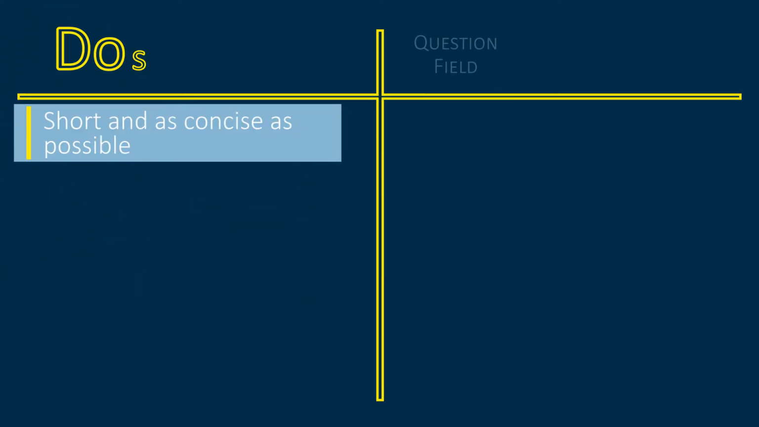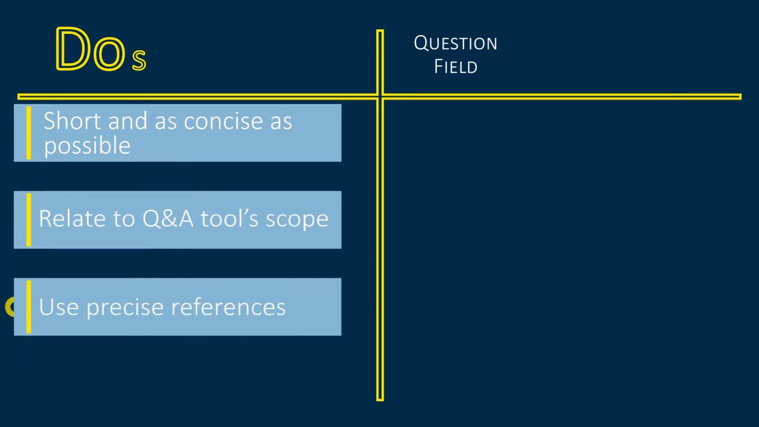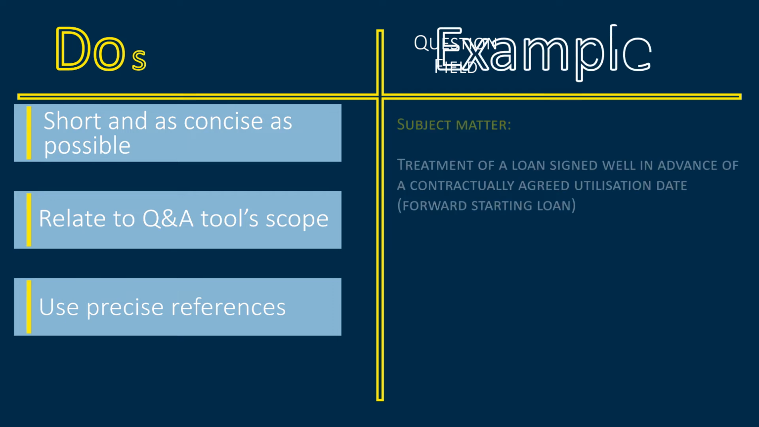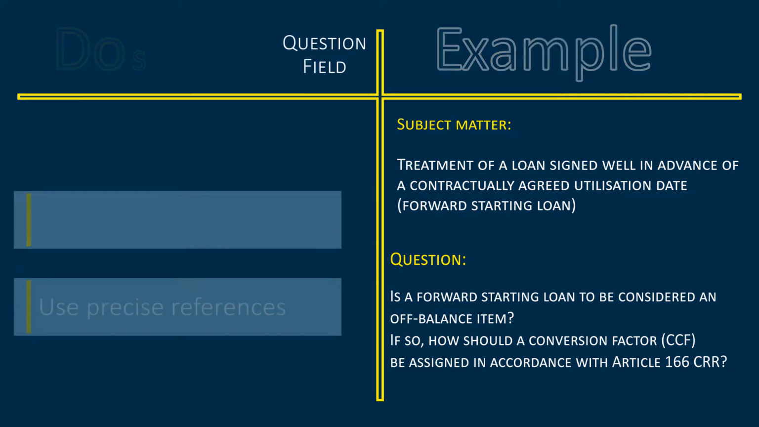The actual question should be as short and concise as possible. It needs to relate to the Q&A tool's scope of legal texts and include precise references without quoting the legal provisions. This example reflects the appropriate way to pose a question, as it is clear, concise, and short.